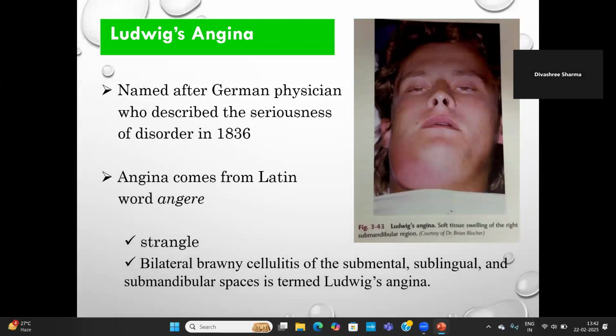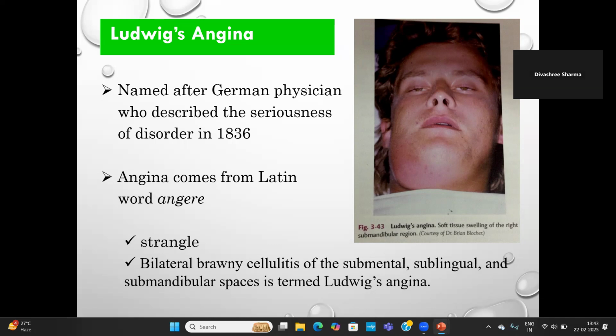Okay. Now, coming on to the most important topic with regards to the examination. It is Ludwig's angina. It is named after a German physician who described the seriousness of the disorder in 1836. The word angina comes from the Latin word angere, which means to strangle.